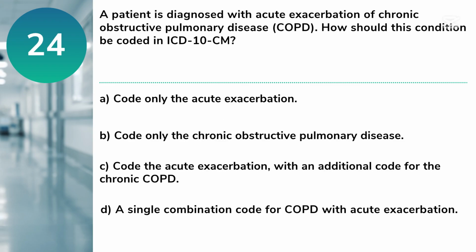Question 24. A patient is diagnosed with acute exacerbation of chronic obstructive pulmonary disease, COPD. How should this condition be coded in ICD-10-CM? A. Code only the acute exacerbation. B. Code only the chronic obstructive pulmonary disease. C. Code the acute exacerbation, with an additional code for the chronic COPD. D. A single combination code for COPD with acute exacerbation.